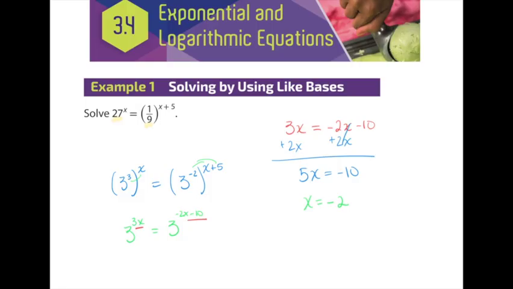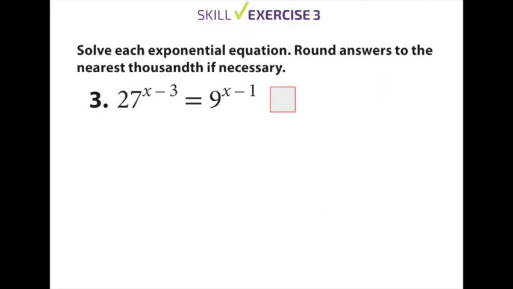Now I can test this. How do I check it? Well, I can check it by plugging it back in, right? Plug it back in. You'll see that 27 to the negative 2 is going to equal 1/9 to the negative 2 plus 5. And you're going to get the same answer there for both of those, all right? So figuring out that they have a common base and just rewriting them to their common base is one way to solve. Because once your bases are equal, your exponents have to be equal by that property. So let's try one.